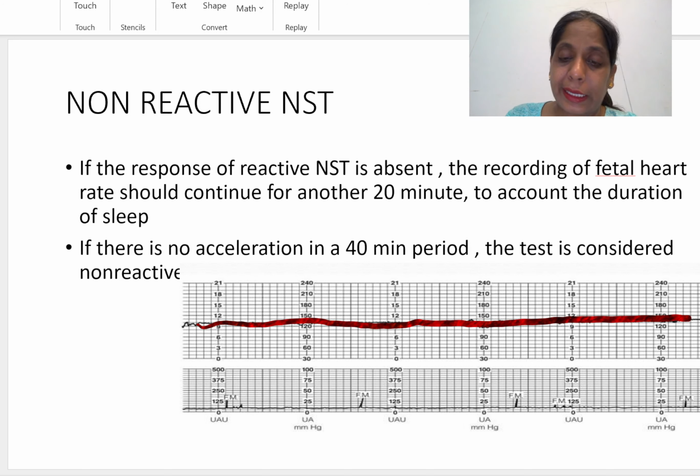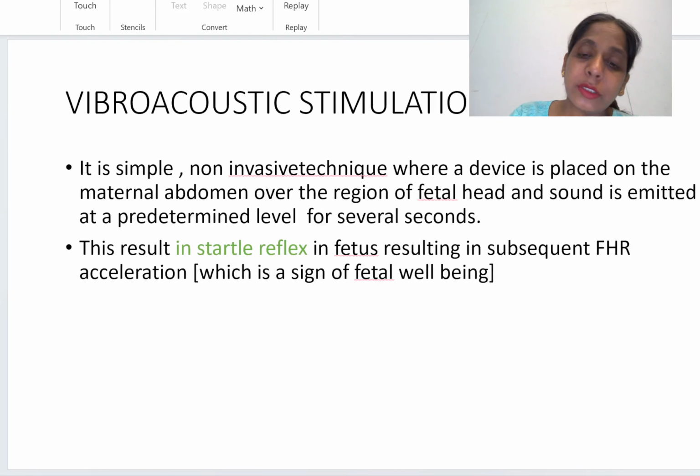Let's go to the next slide. So this is the vibroacoustic stimulation test.